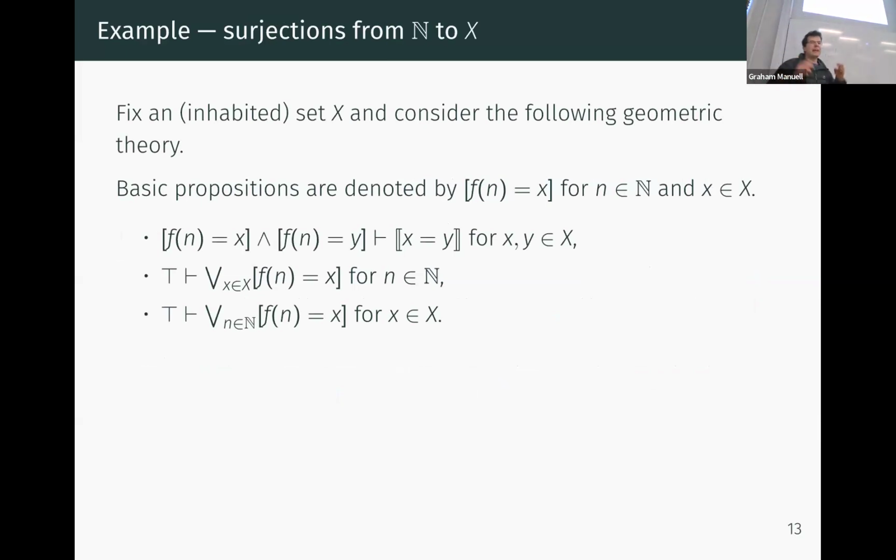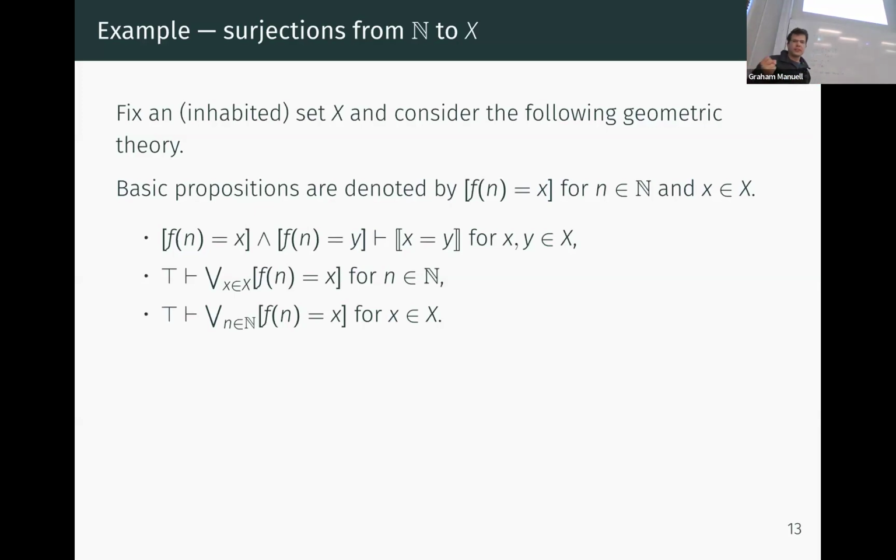And suppose we have basic propositions, and I'm calling the basic proposition f(n) = x. This is just a single proposition, but I'm writing it out like this so you know what it means, because we want to describe a function from the natural numbers into X. What this basic proposition tells us is that n gets mapped to x, so f(n) is x. And what I want to actually describe is surjections from N to X.